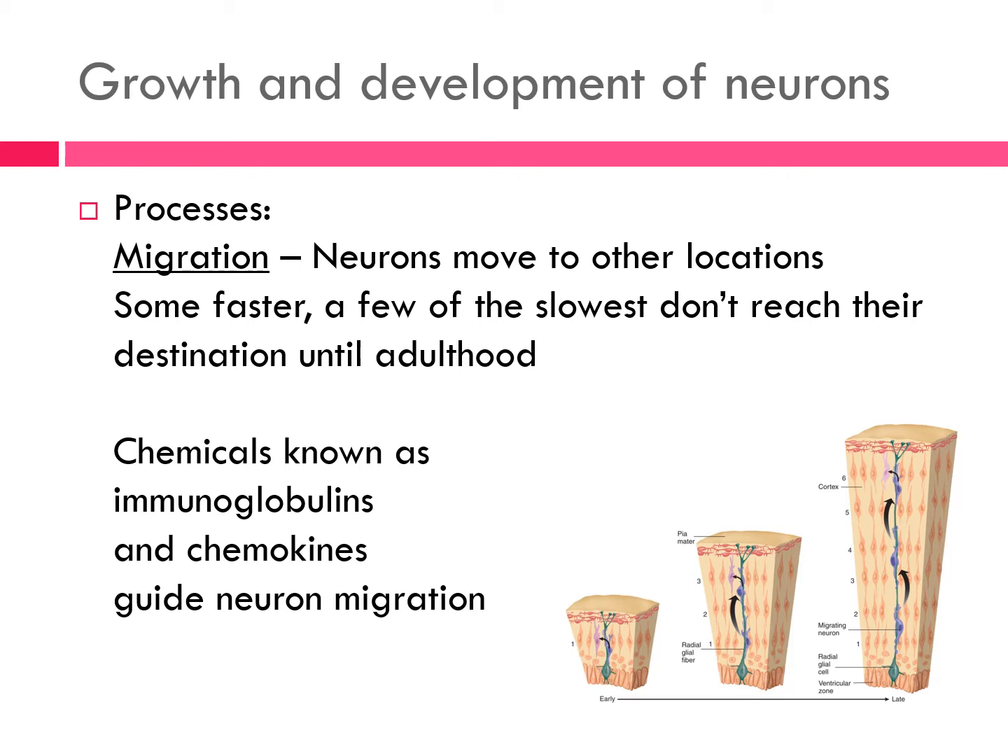The radial glia are coming out from the ventricular zone, kind of like spikes of a wheel, and the neurons are traveling up. And you can see that as I go to layers 3, 4, 5, 6, as we get to the far right of the cortex, those neurons have to travel through those lower layers in order to reach their destination. And we have chemicals known as immunoglobulins and chemokines that are guiding that neural migration. And we have many different kinds of these chemicals, which really reflect the complexity of the brain.